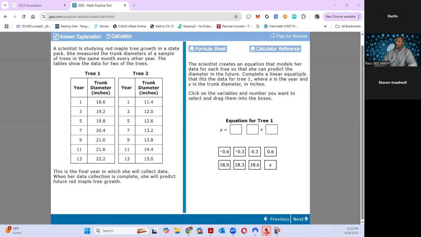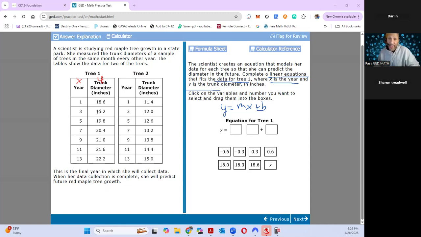Complete a linear equation. We know a linear equation is y equals mx plus b. That fits the data for tree one, where x is the year, y is the trunk diameter. I'm going to change my color to red. This is my x. This is my y. This makes it even easier, because we didn't have to decipher and say the year was x and the trunk diameter was y. They gave it to us. So we just need to grab 2 points.